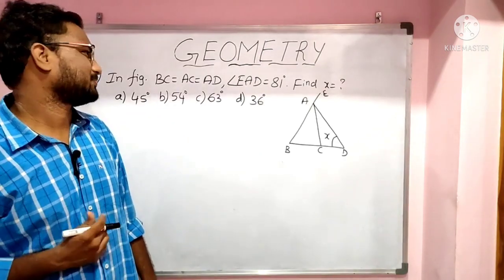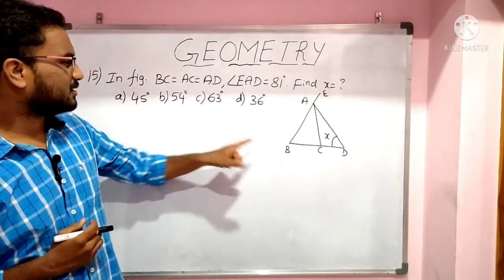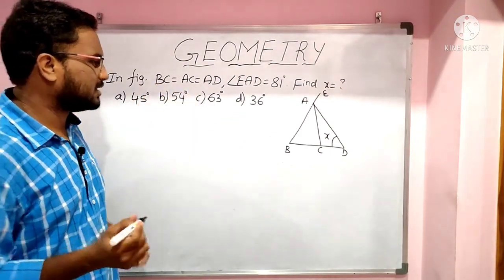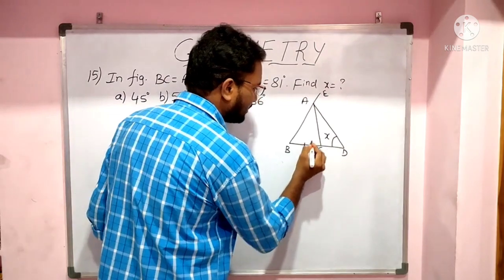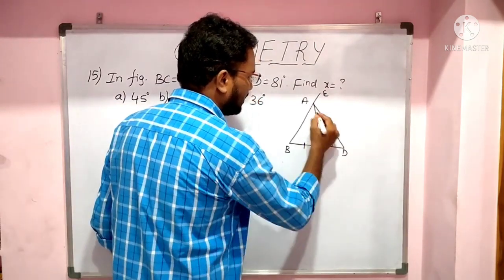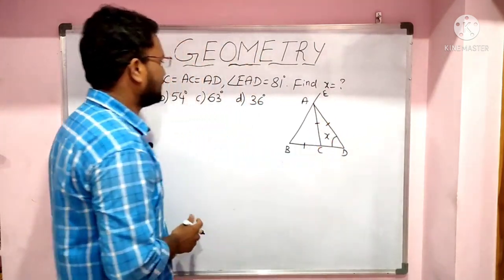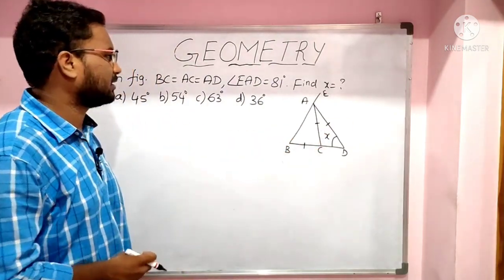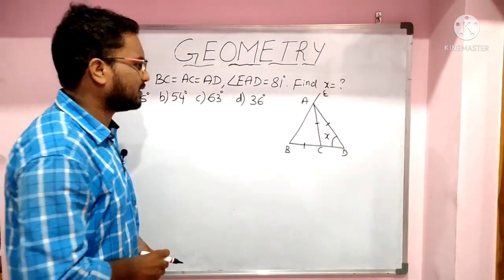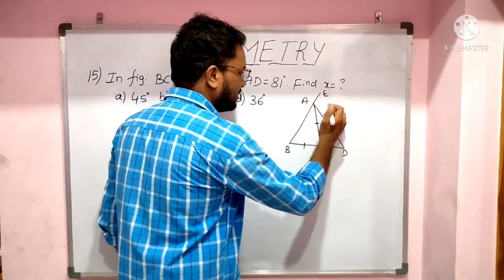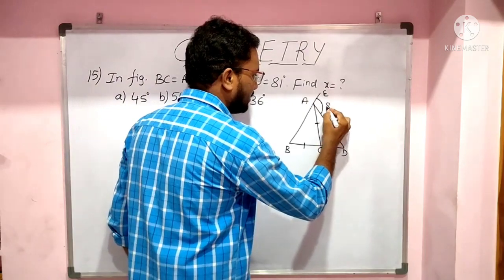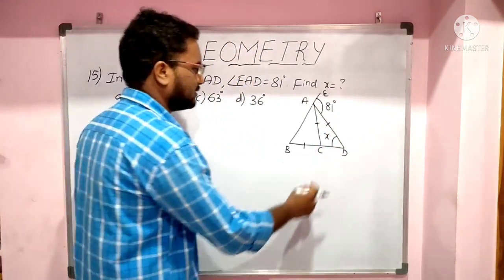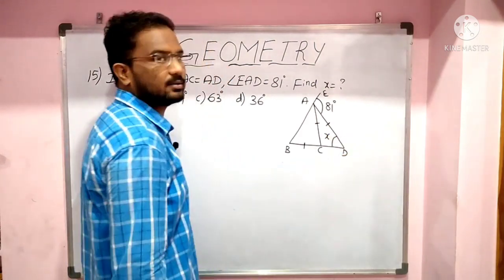So, next problem. In the figure, he's given a figure. BC equal to AC equal to AD. These three lengths are equal. And angle EAD equal to 81. This angle is 81 degrees. We need to find X. So this is X, we need to find X.